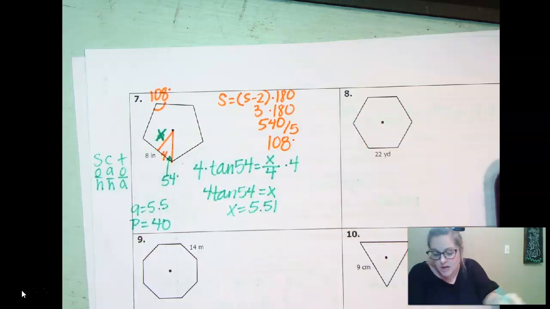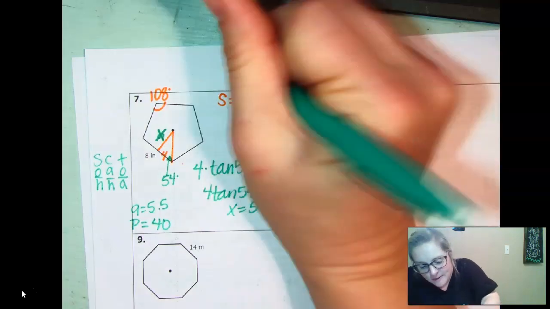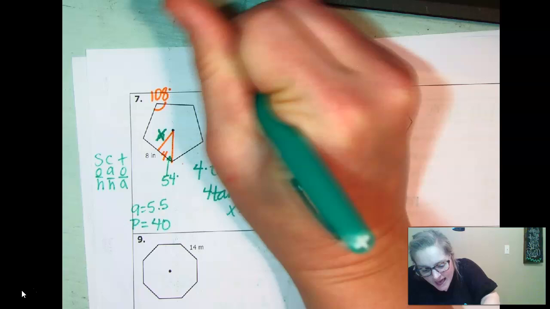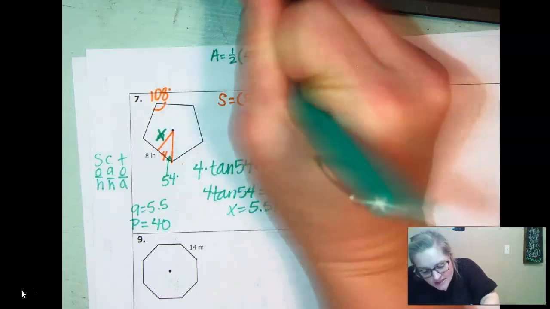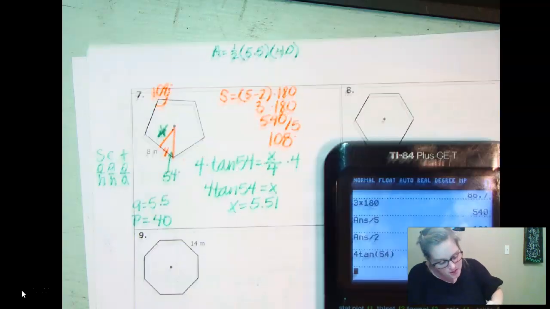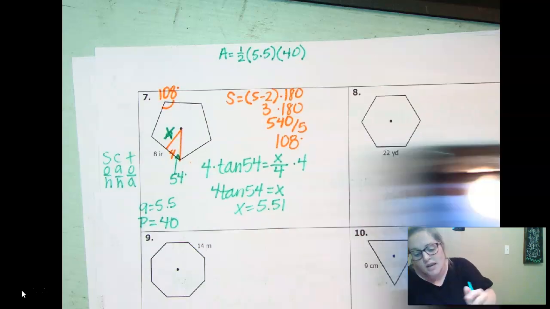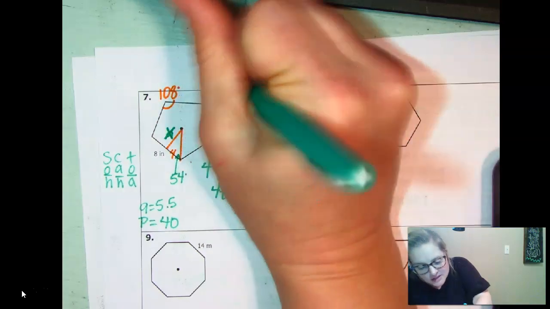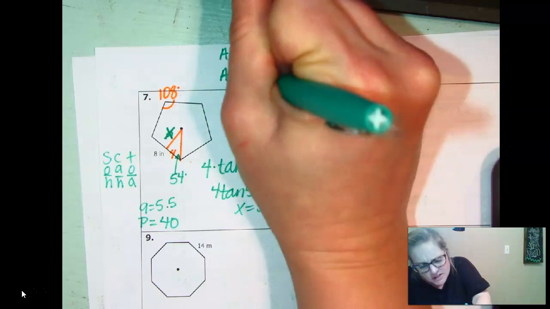Then you just plug it in the area formula. I'm out of space, so I'm going to come up here above it. Area equals half of the A, which is 5.5, times the perimeter, which is 40. So 0.5 times 5.5 times 40. That equals 110. So the area is 110 inches squared.